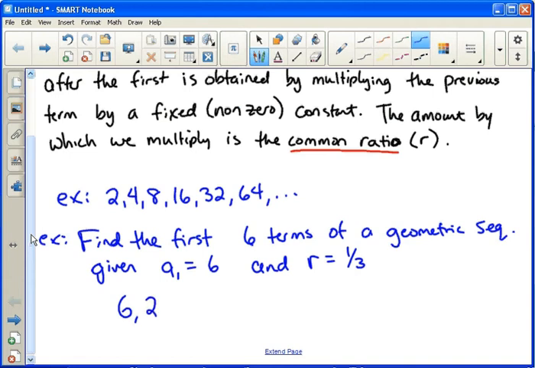2 times 1/3 is 2/3. 2/3 times 1/3 is 2/9. 2/9 times 1/3 is 2/27. 2/27 times 1/3 is 2/81. And I believe that is 6 terms. So it's very simple. It's similar to the arithmetic sequence. It's just with arithmetic, you're adding. With geometric, you're multiplying. That's the only difference.